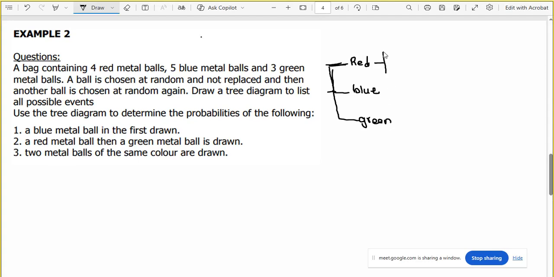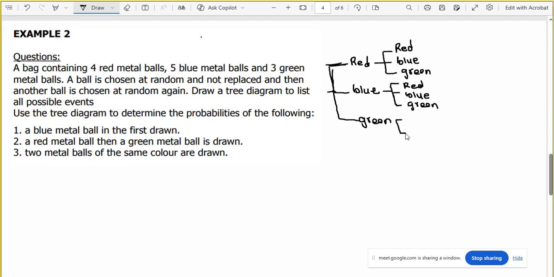Let's see, if the first one was red, on the second pick we either get red, blue, or green. They say a ball is chosen at random and not replaced, and then we choose another ball, so this is the first and the second event. If the first one was blue, we still get red, blue, and green. You understand? Yes, sir.